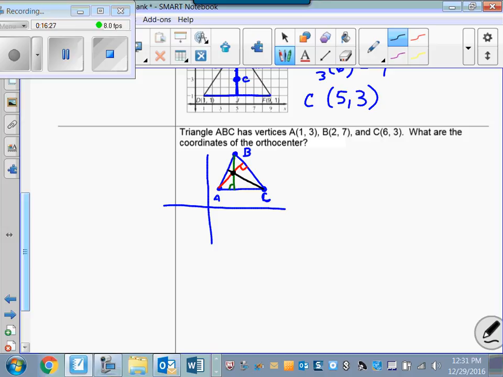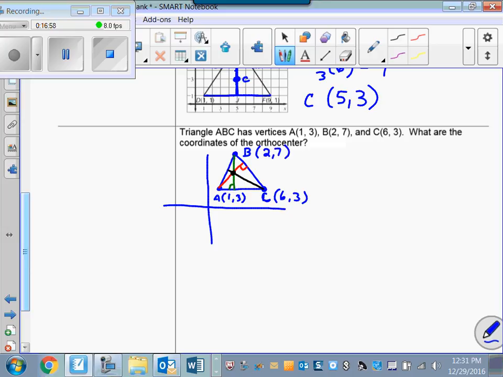You know what I got to do? I got to find the equation. This kind of goes back to what we did with midsegments. I got to find the equation of two of these altitudes and set them equal to each other. So why don't we do the easy thing, and I'm going to put my numbers up here. A is 1, 3, C is 6, 3, and B is 2, 7.